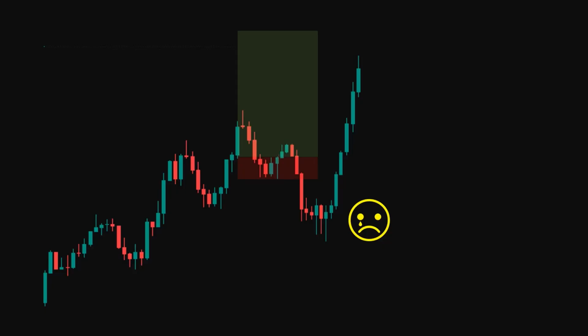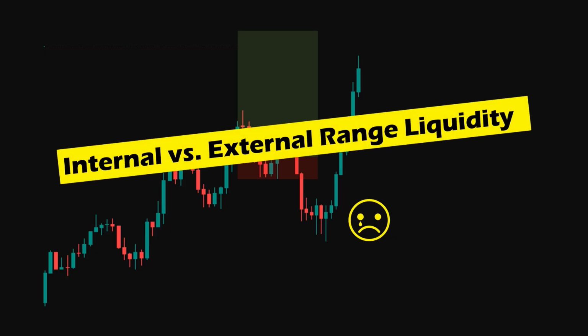In this session, we're breaking down something that every serious price action trader needs to understand: internal versus external range liquidity. If you've ever been faked out by a stop run or watched price rip through a level just to reverse 5 seconds later, this one's for you.